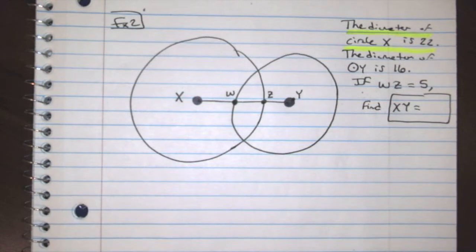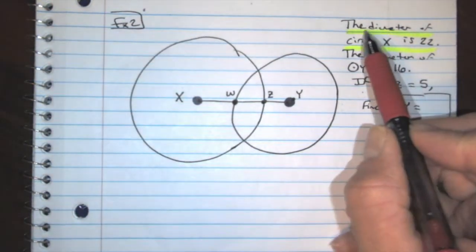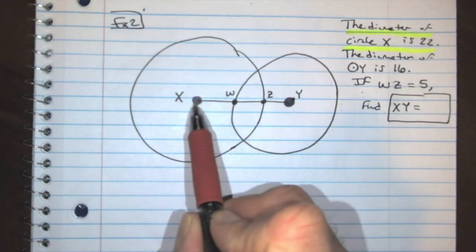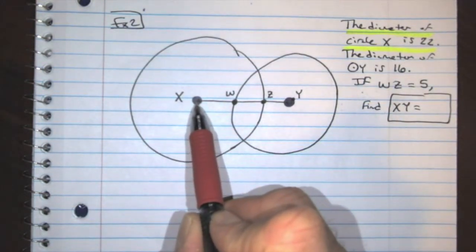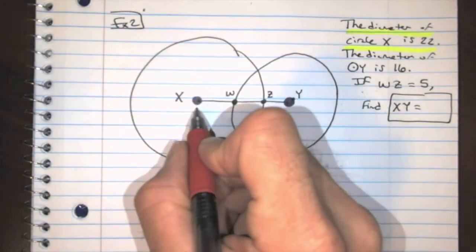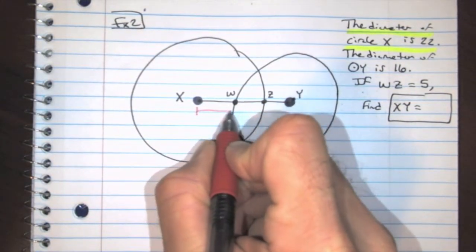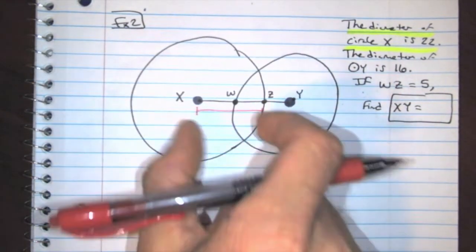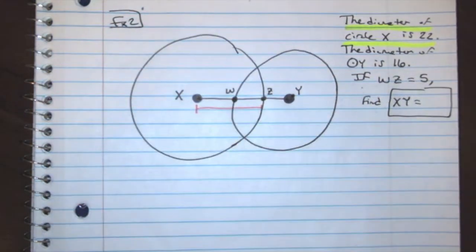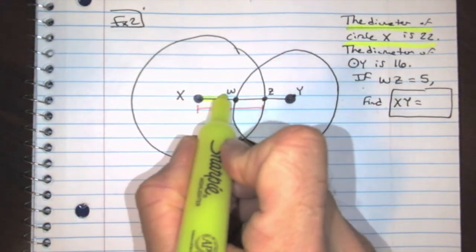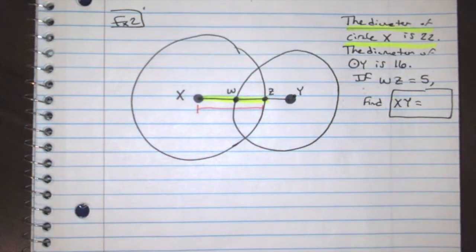The diameter of circle X is 22. Diameter means completely across the circle. This is circle X. It's the big circle. If the diameter is 22, that would mean the distance from here to here, which looks like a radius. Let me highlight it. From X to Z looks like the radius of a circle.